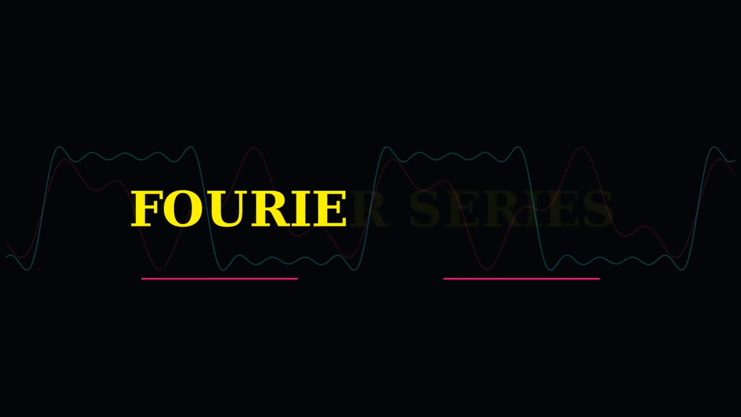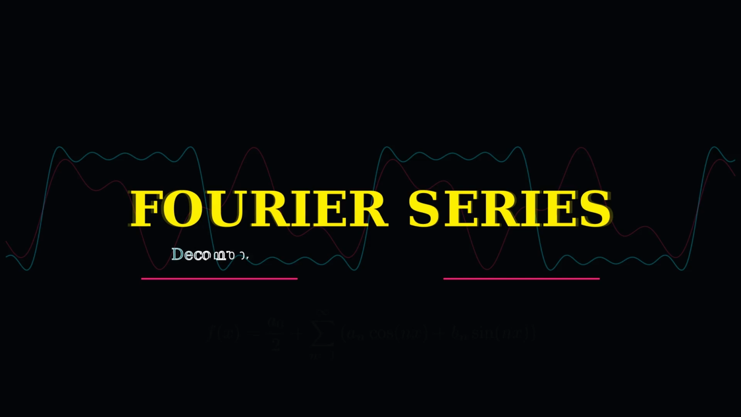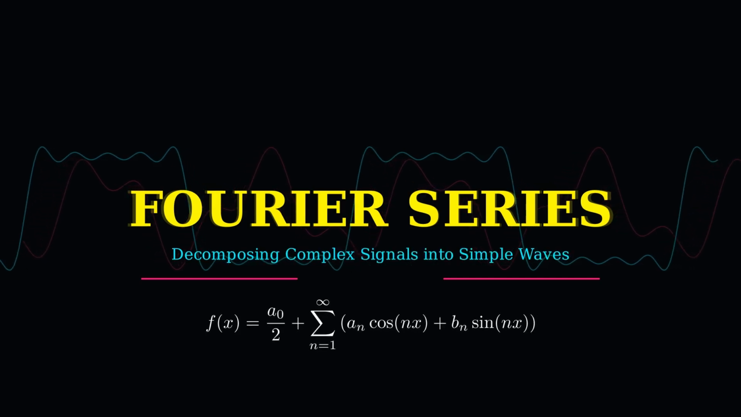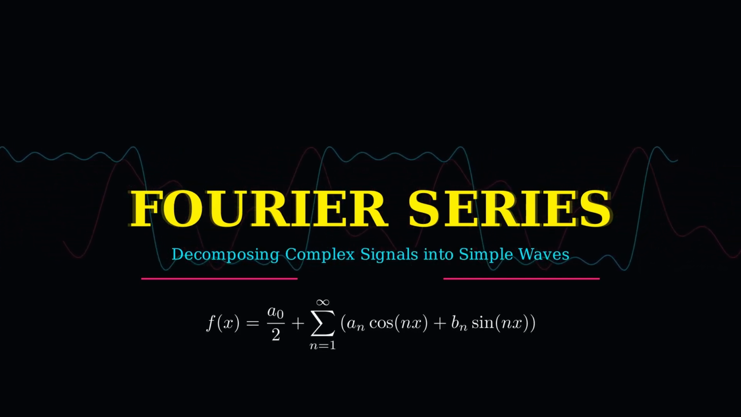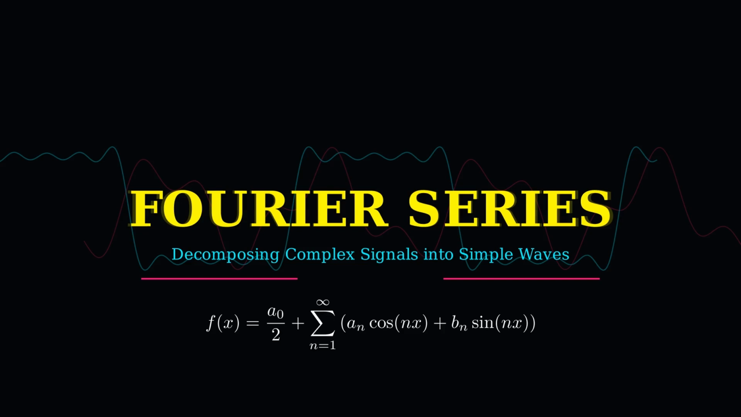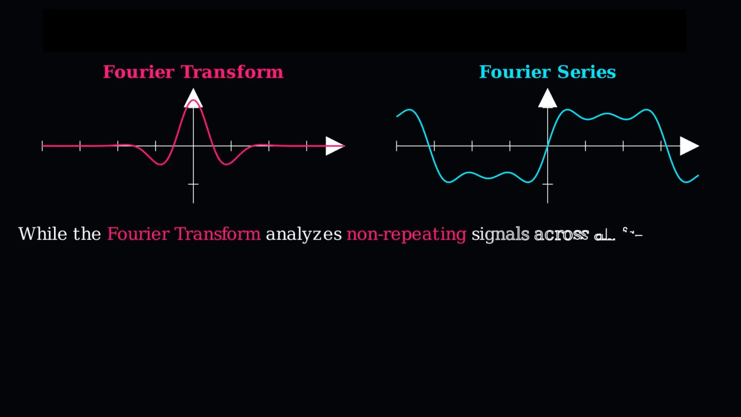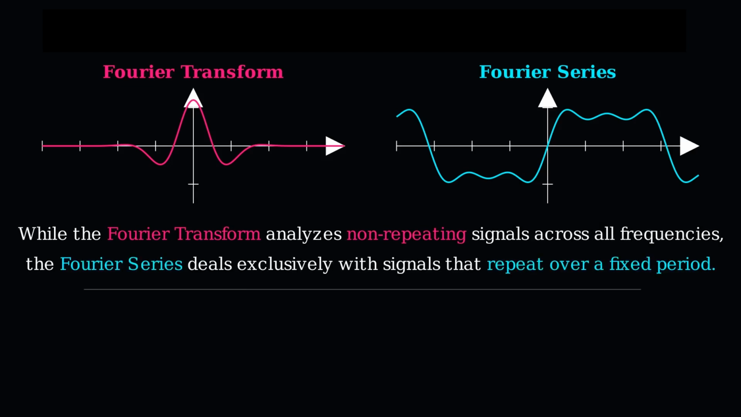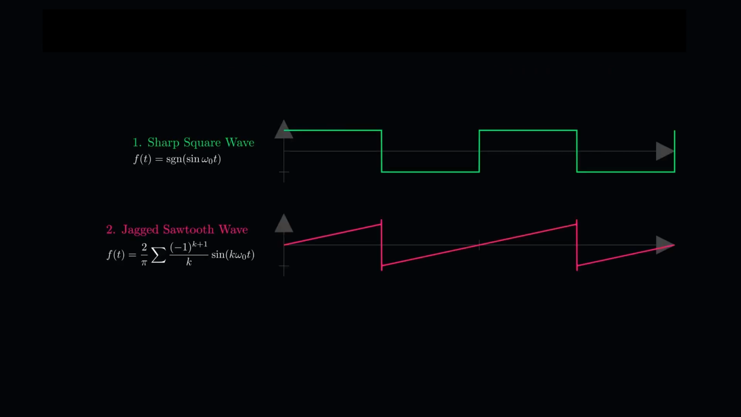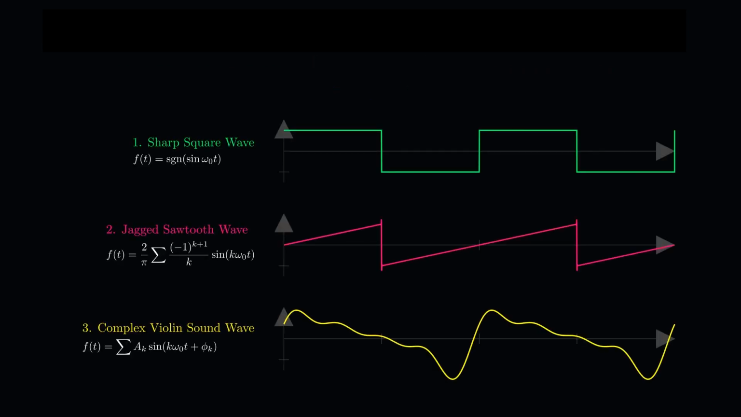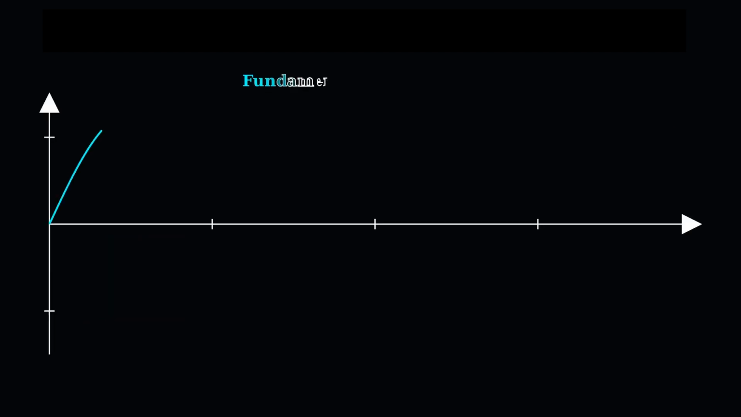If you've ever wanted to break down a complex repeating pattern into pure mathematical music, you need the Fourier series. Today, we're building a visual mental model of how it actually works. While the Fourier transform analyzes non-repeating signals across all frequencies, the Fourier series deals exclusively with signals that repeat over a fixed period. Think of any repeating wave, whether it's a sharp square wave, a jagged sawtooth, or the sound of a violin. The core idea of the Fourier series is simple.